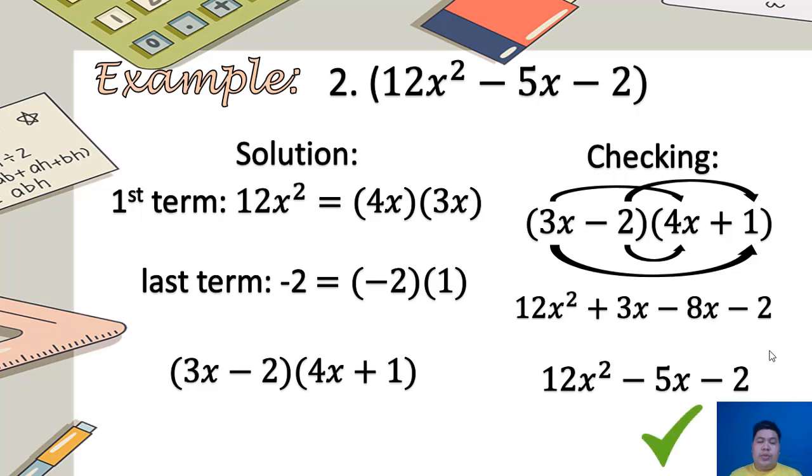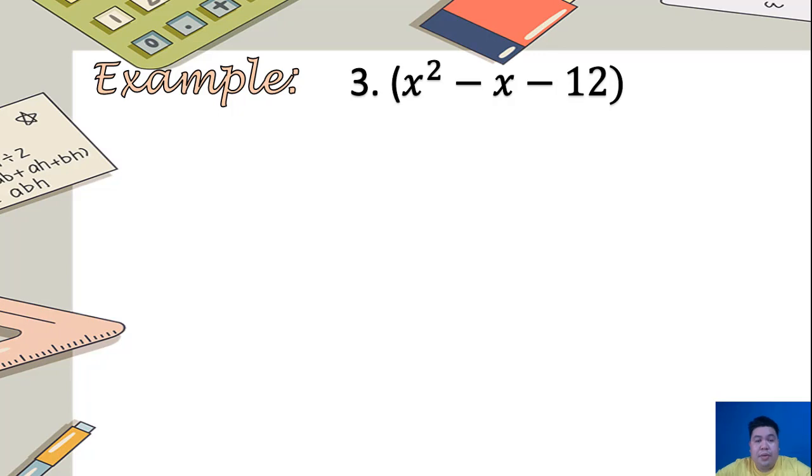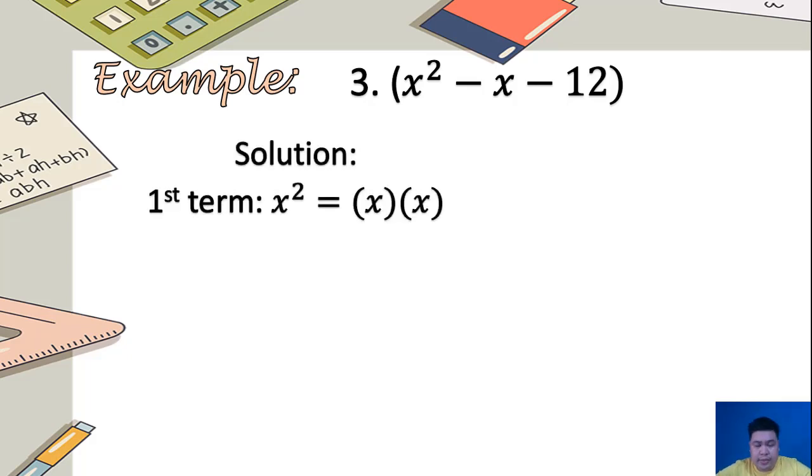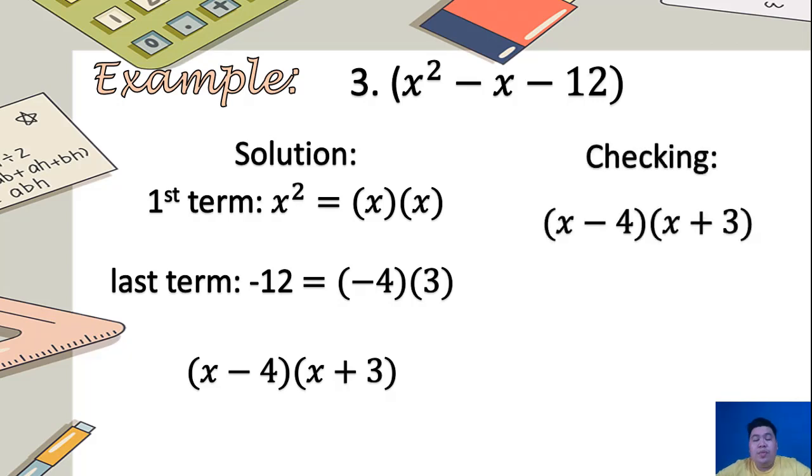Now next, we have the third example, which is x squared minus x minus 12. Remember, our first step is to get the factor of the first term. So the possible factor for the first term, which is x squared, is x and x. Then the second step is to get the factor of the last term, which is negative 4 and 3. Now we will have the binomials x minus 4 and x plus 3. Then, to check if our factor is correct, we use the FOIL method.